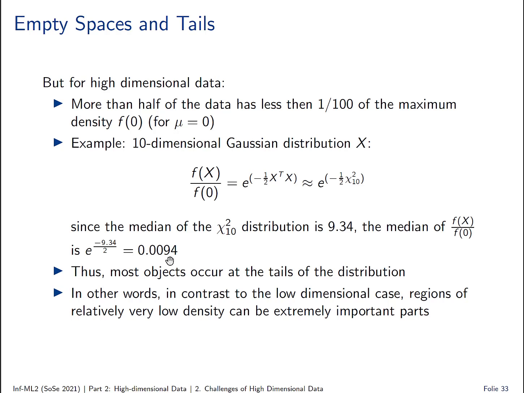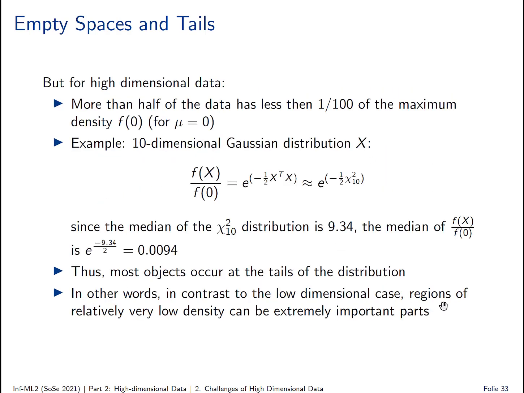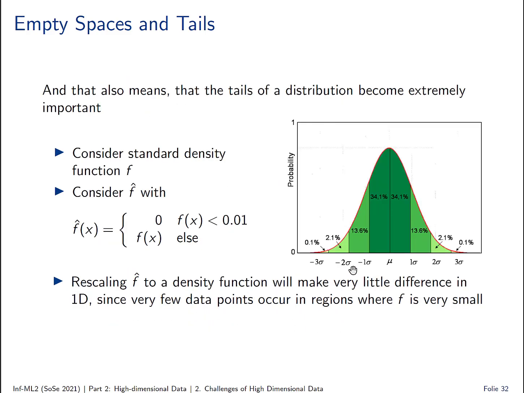Yeah. So most objects occur at the tails of the distribution actually. In other words, in contrast to the low-dimensional case, where we know that most of the mass is around the mean, in high-dimensional cases, regions of relatively low density can be extremely important parts. So now in high-dimensional cases, the mass is not down here but here and here. Yeah. So at the tails of the data space actually. So this is just the probability distribution. That is the data space here, a one-dimensional data space, and that is what a Gaussian distribution looks like.